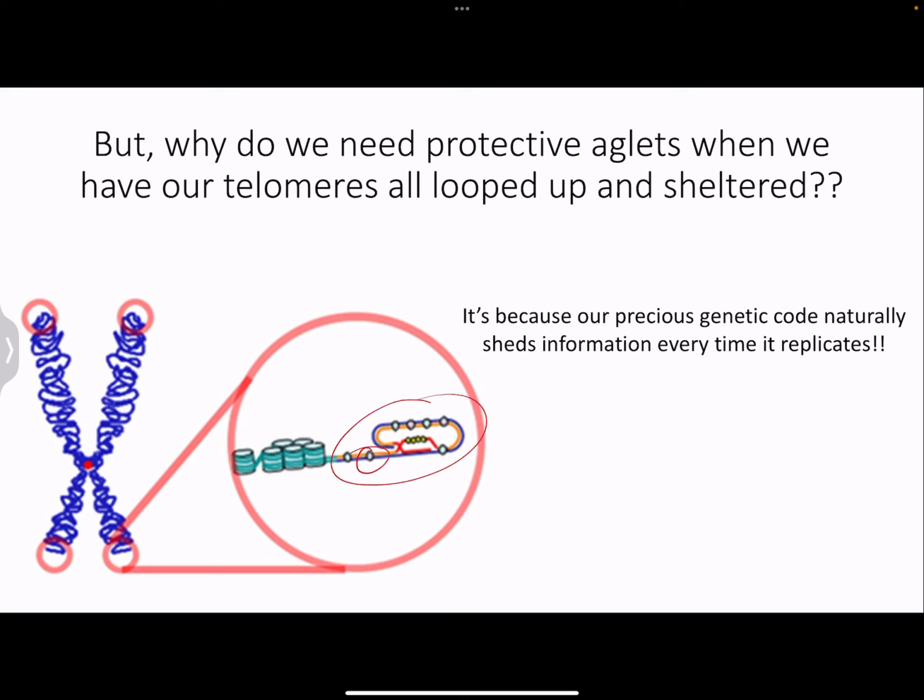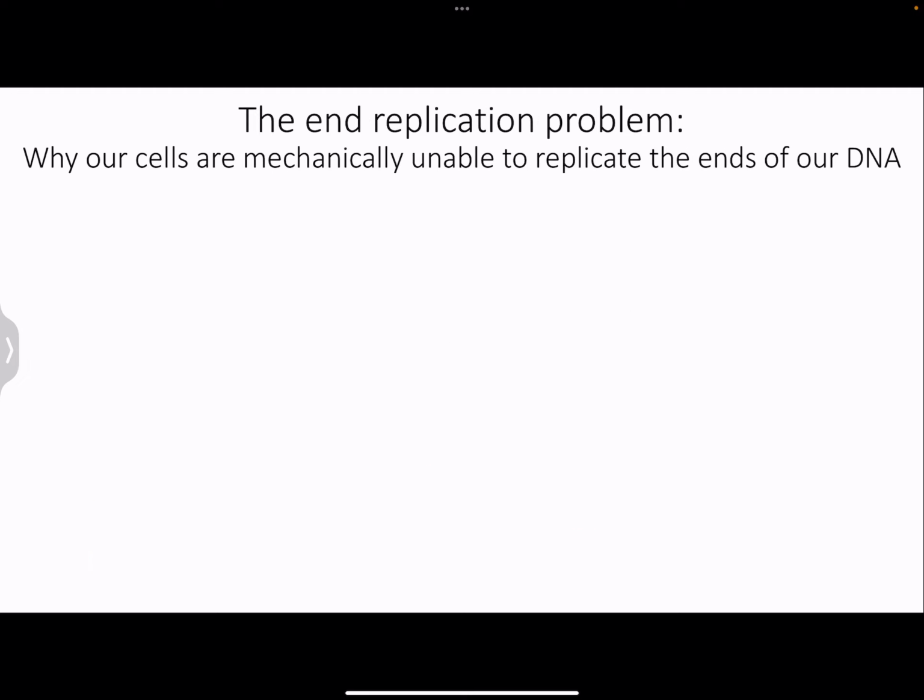And it is all about replication. When it replicates, one, it's going to unwind and straighten out, and two, it's going to lose the sheltering protein. So when it divides, it loses a little bit of information every time. Why is that the case? Why are we losing information? It's called the end replication problem.